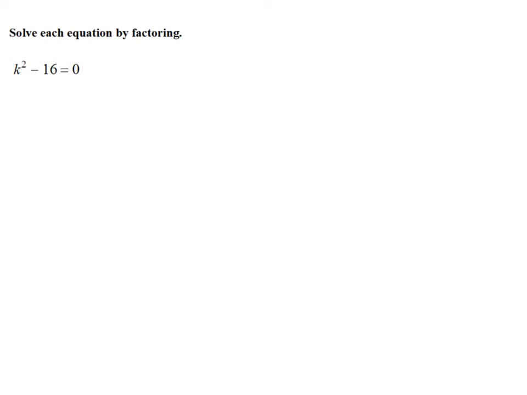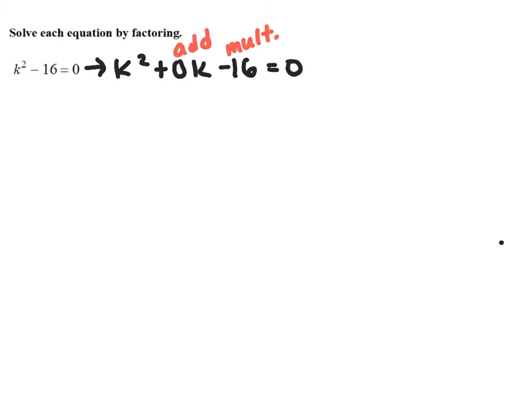In our last example, we have a special case because it's k squared minus 16 and there's no middle term. However, I could rewrite this as k squared plus 0k minus 16 equals 0. Now I know that I want to have two numbers that multiply to negative 16 and add to 0. So I can set up my chart so they multiply to negative 16 and add to 0.